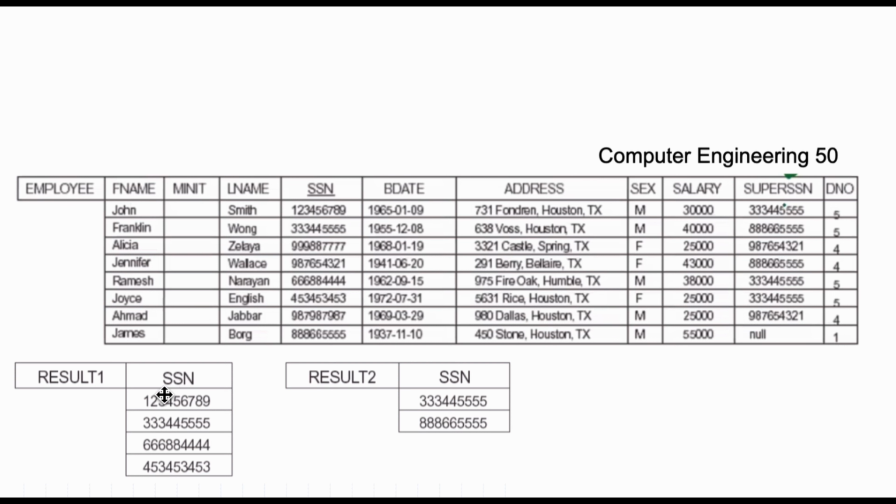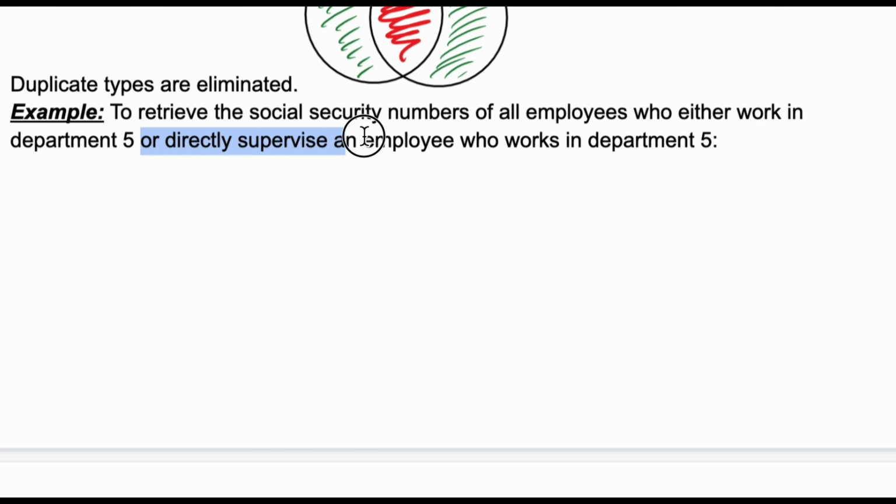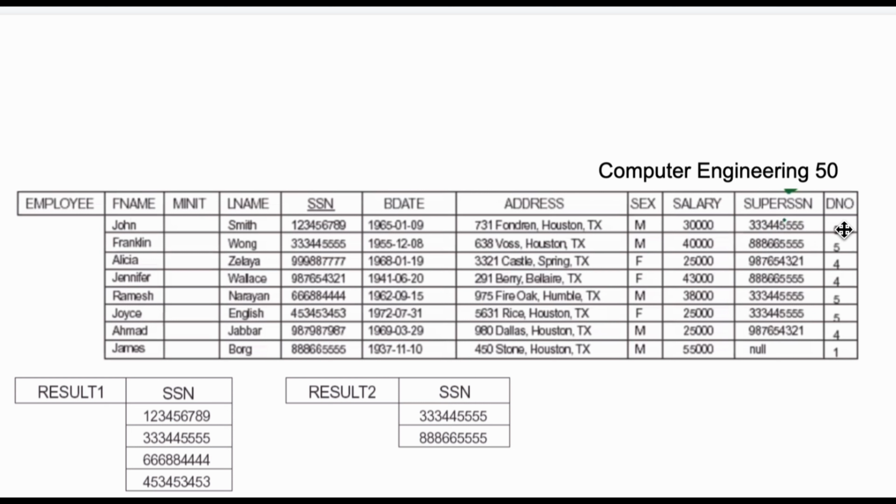And then it says, or directly supervise an employee who works in Department 5. We are going to have to look in our Department 5s, and we can see that there are only two super SSNs that are different. These two down here are the same as line 1. So we're just going to have this line 1, the super SSN, and the second line inside of here. And that's going to be our result 2.